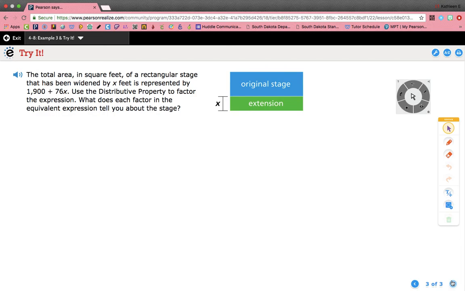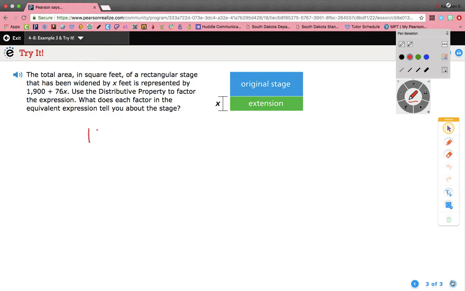So let's look at one more problem. The area in square feet of a rectangular stage has been widened by x feet. It is represented by that. Use the distributive property to factor the expression. What does each factor in the equivalent expression tell you about the stage? Okay, so we are factoring this. So we have 1900 plus 76x. We need to find the greatest common factor of 1900 and 76.